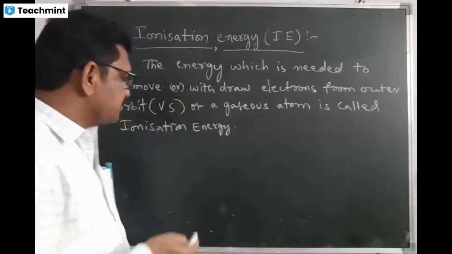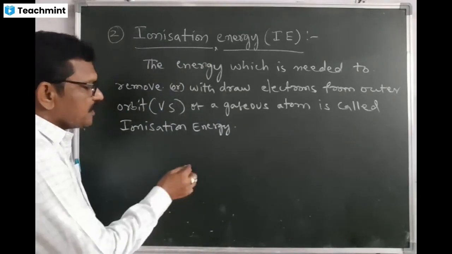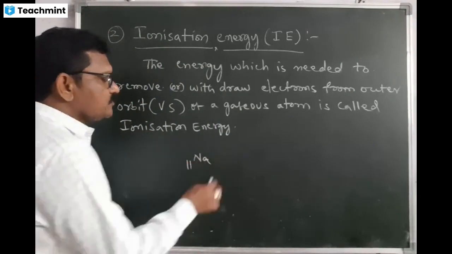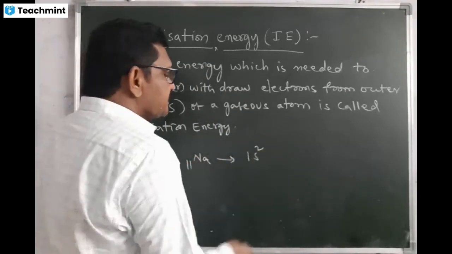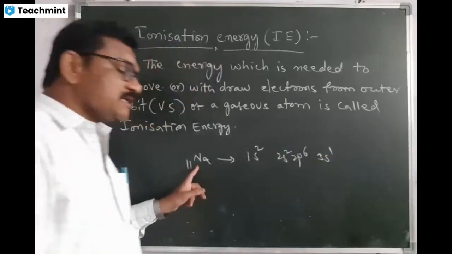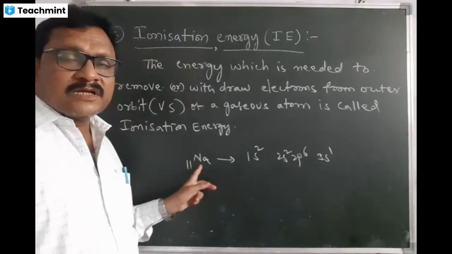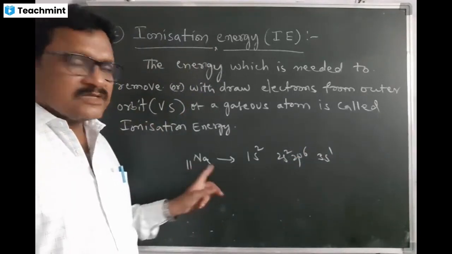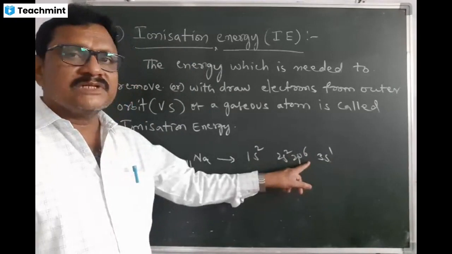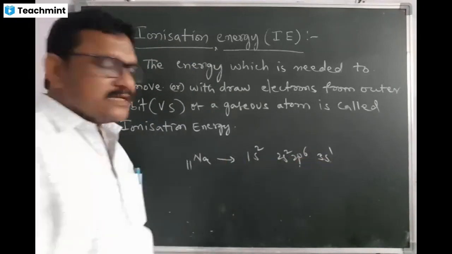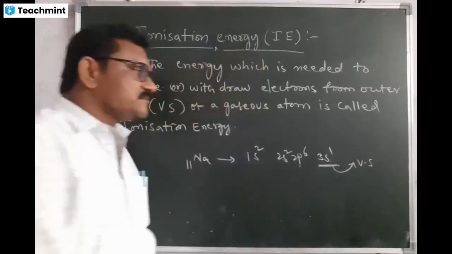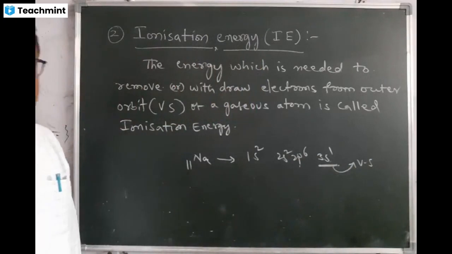For example, see here, I write sodium. You know the sodium atomic number is 11, so the total configuration is 1s2, 2s2, 2p6, 3s1, because the atomic number is 11, meaning the total electrons are 11. 2 plus 2 is 4, plus 6 is 10, plus 1 is 11. Here 3s1 is nothing but the valence shell, the outer orbit. The third shell is the outer orbit.